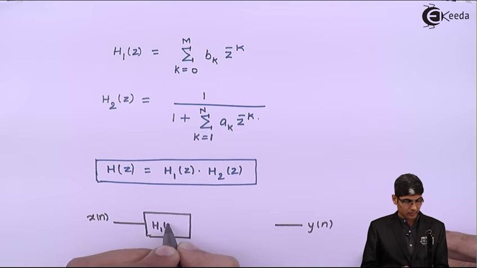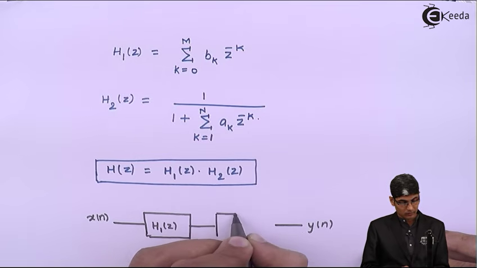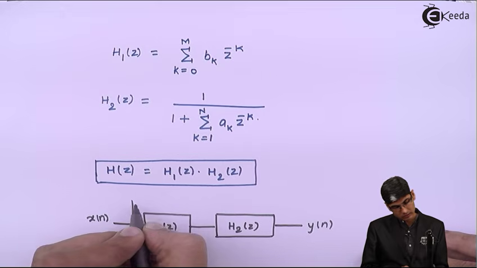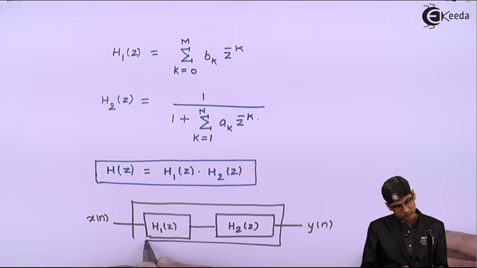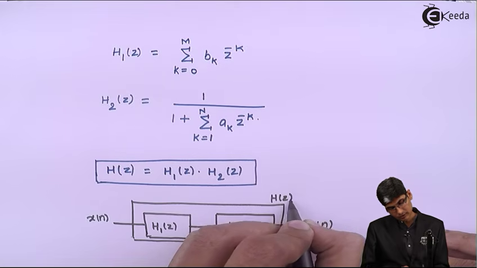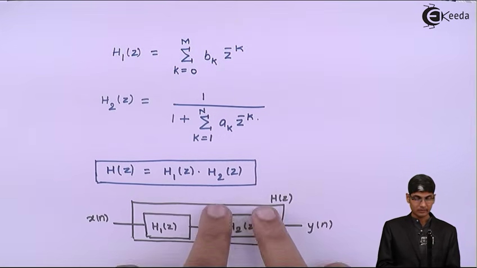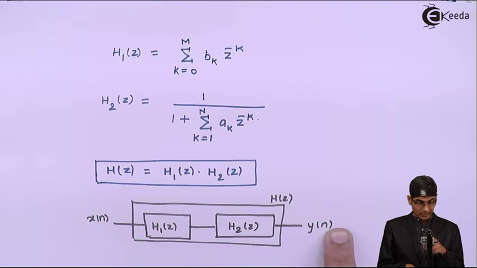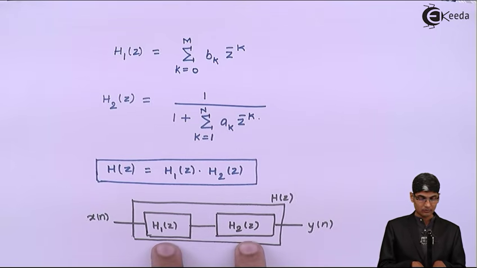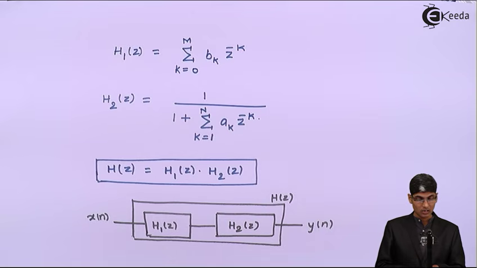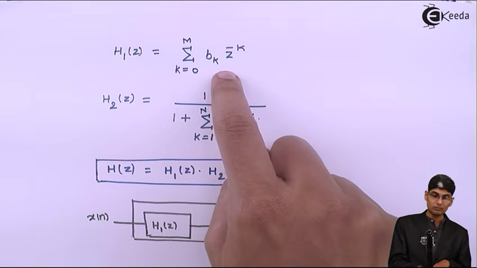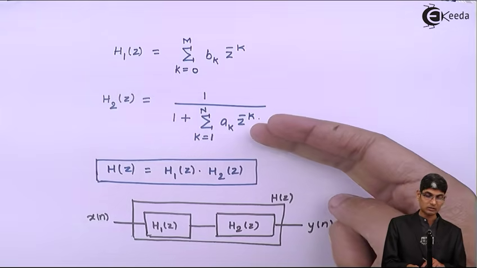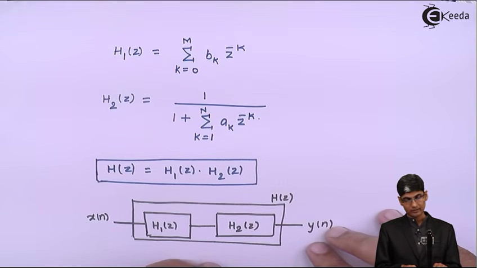One is h1 of z, second is h2 of z. In all, this system is h of z. Right. So now I have a system h of z to which I give input x of n, I get the output y of n, and that h of z is comprised of 2 systems, h1 of z and h2 of z. As we see, h1 of z has all the zeros in it and h2 of z has all the poles in it. So this is an all zero system, and this is an all pole system. Okay, let us realize.